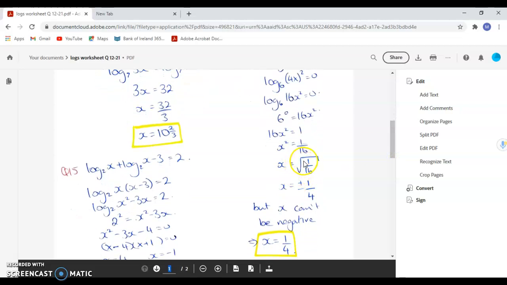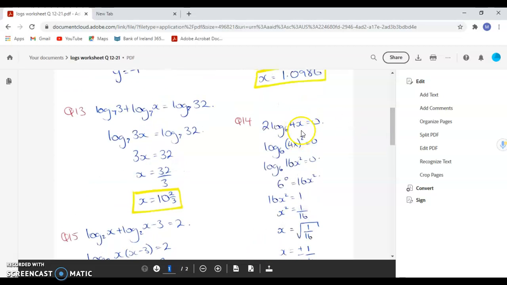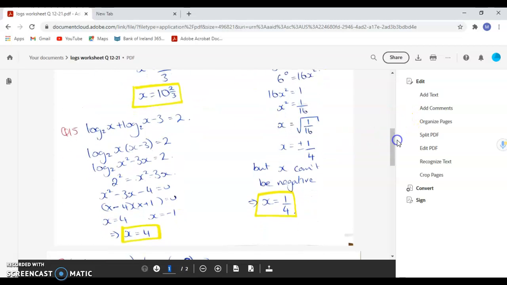Now the square root of 1 over 16, you do the square root at the top and the bottom, and it's going to be plus or minus a quarter. Now, it can't be a negative number because you can't get the log of a negative number. That would all come out to be minus 1. So that won't work. So forget about the minus 1. Just accept the plus 1. Okay. Over to question 15.